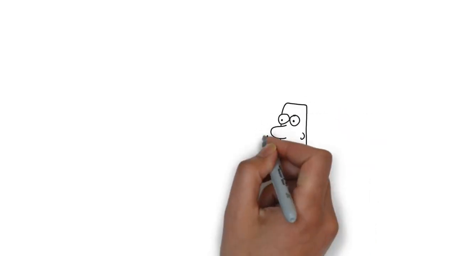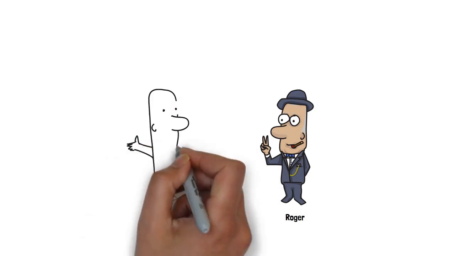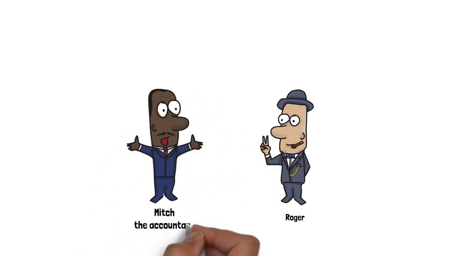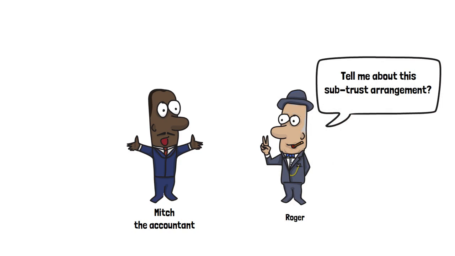Roger is catching up with Mitch and says, "So I've run my business in a trust and I have $1 million in profit, which I want to distribute to a company. But you said that's subject to Division 7A, and I don't want to use a complying loan agreement. So what's this subtrust arrangement that I keep hearing about?"